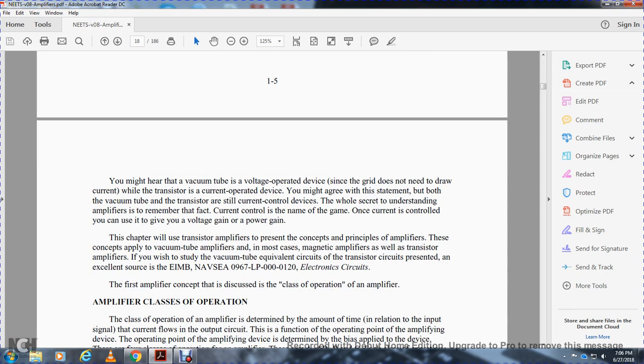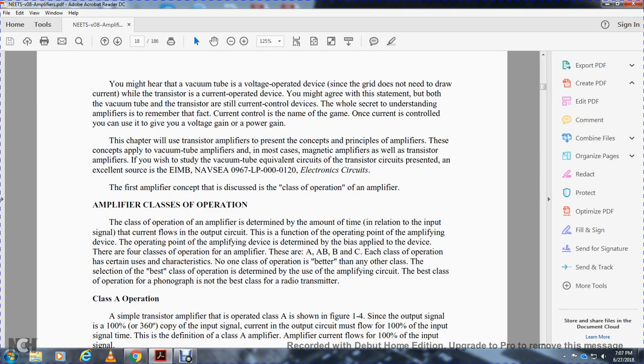publication NAVSEA 0967-LP-000-0120, Electronic Circuits.